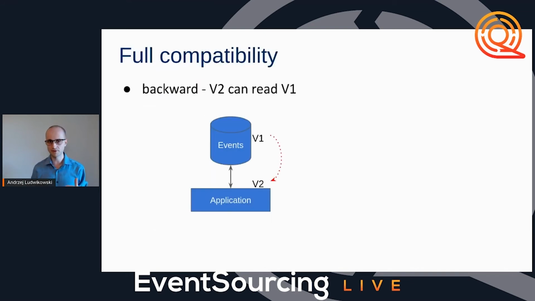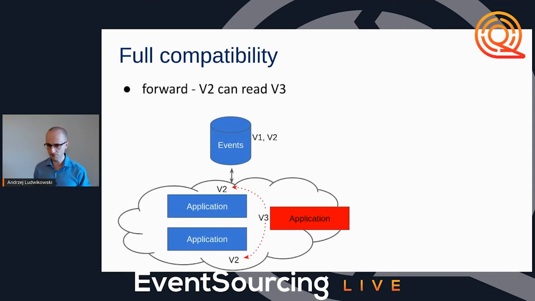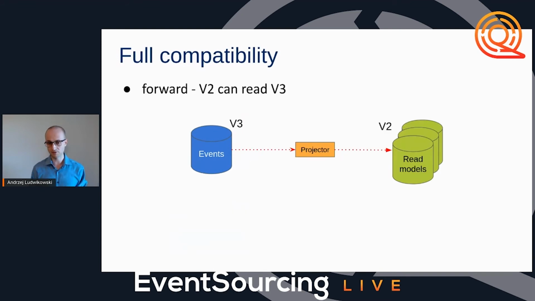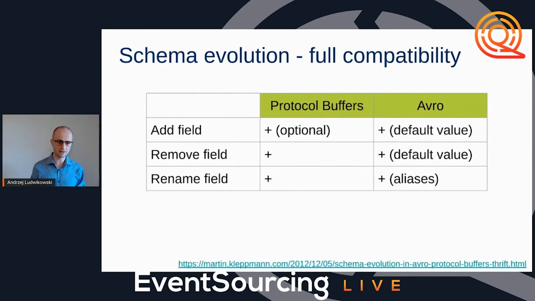Both will give you full compatibility support. So backward compatibility is quite obvious. You need to be able to read old events from your database. But forward compatibility is also very useful if you are planning to have rolling updates and you would like to, for example, add a new event without the need to update all projectors at the same time. With forward compatibility it is possible. So in both cases, you can add a field, remove a field, even rename a field. I suppose that in case of protocol buffers, it's easier, but it's possible in both cases. So a tie again. So what's the difference?